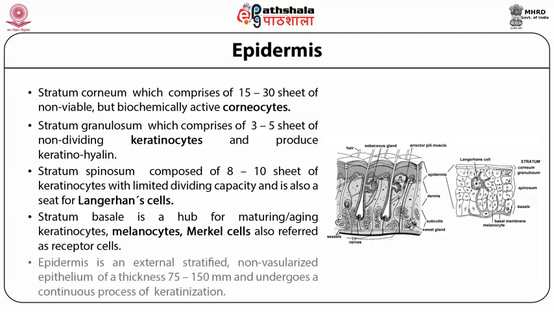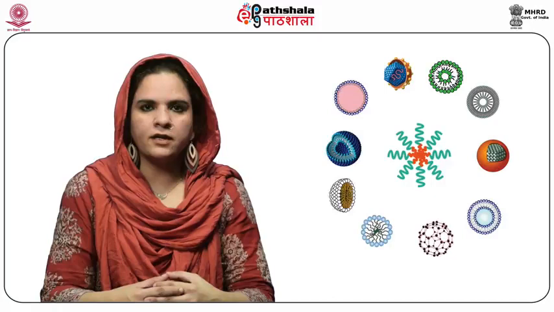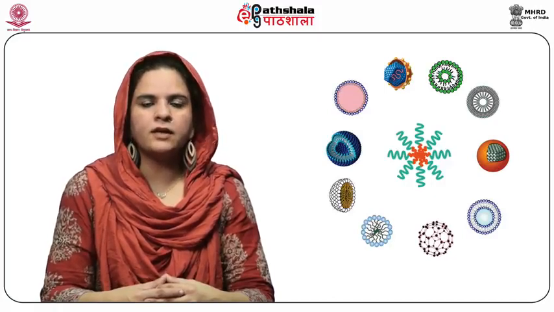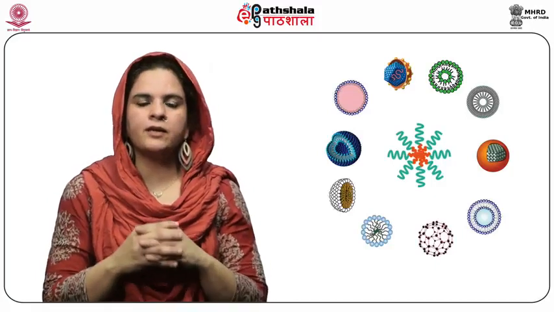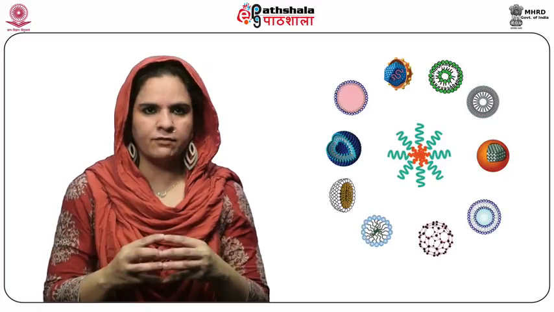To sum up, the epidermis is an external, stratified, non-vascularized epithelium with a thickness ranging between 75 to 150 micrometers, and it undergoes a continuous process of keratinization. Just a while ago, we studied the epidermal layer. This epidermis is probably the first permeability barrier for the final functioning of transdermal drug delivery.